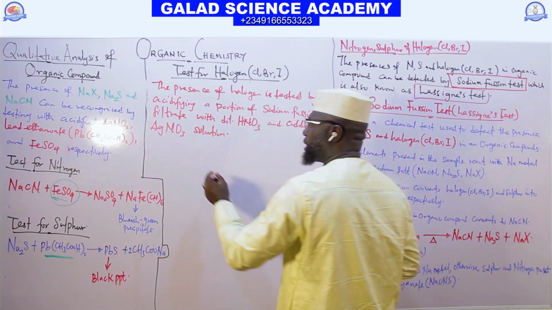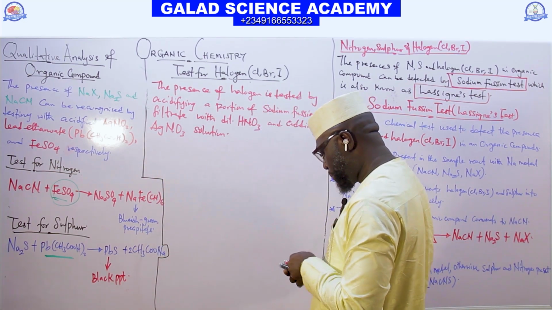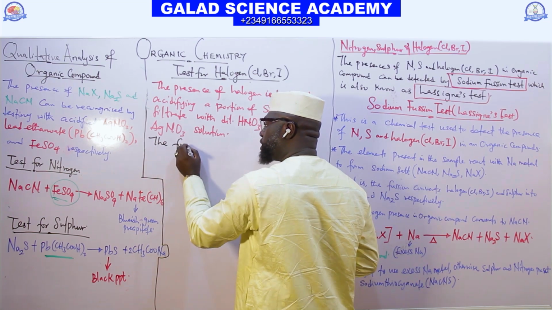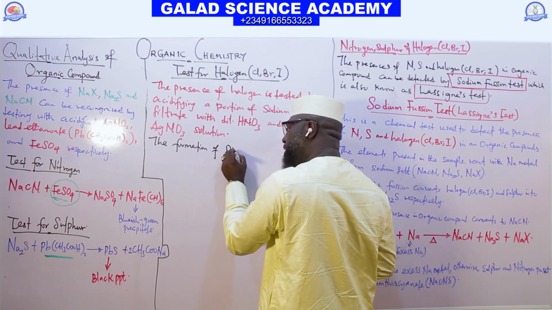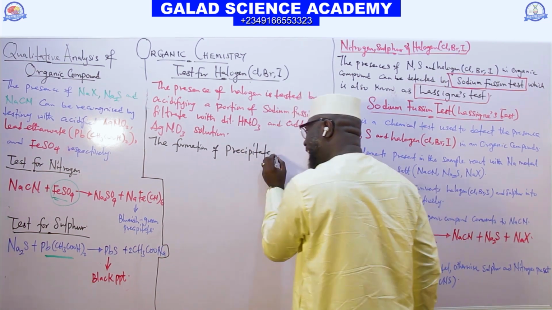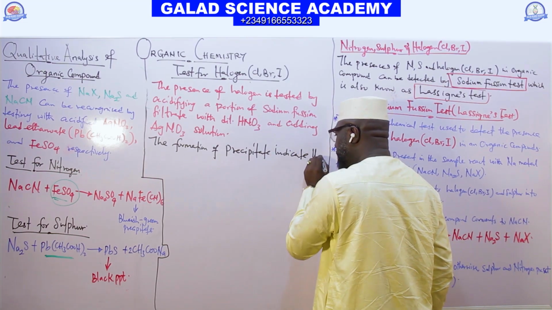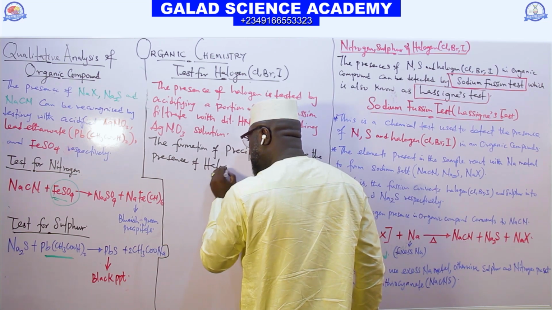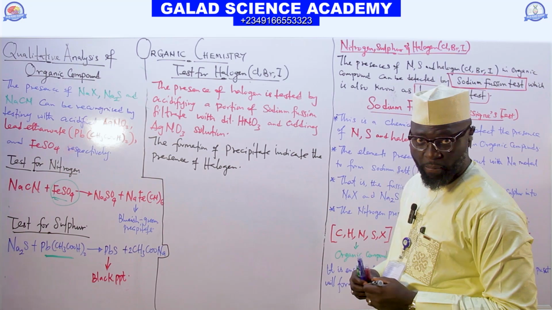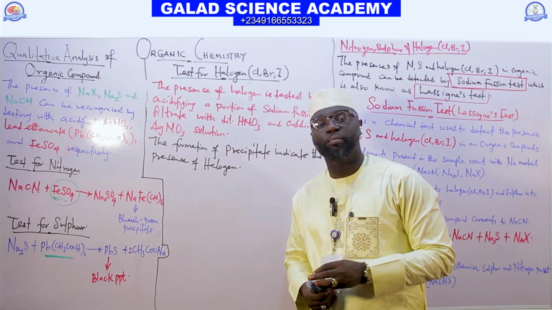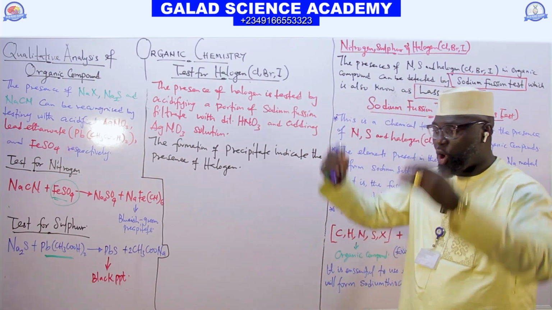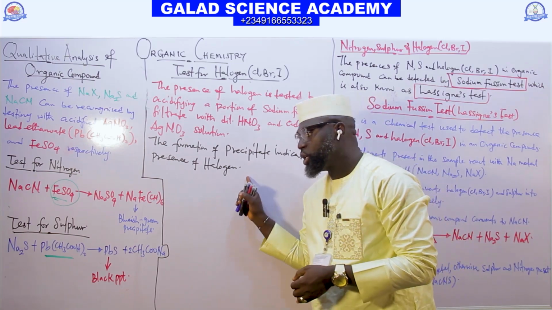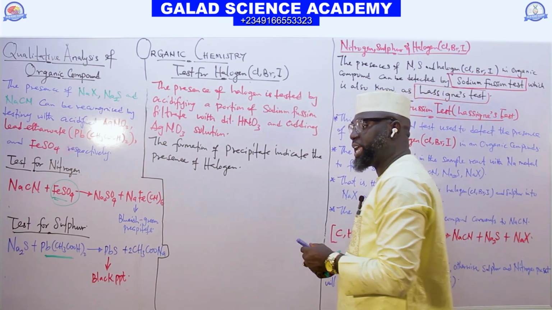When I say the formation of precipitates indicates the presence of halogen, the precipitate may be white, pale yellow, or yellow. So the kind of precipitate formed will determine the kind of halogen we have. Let me support it with the equation of the reaction.